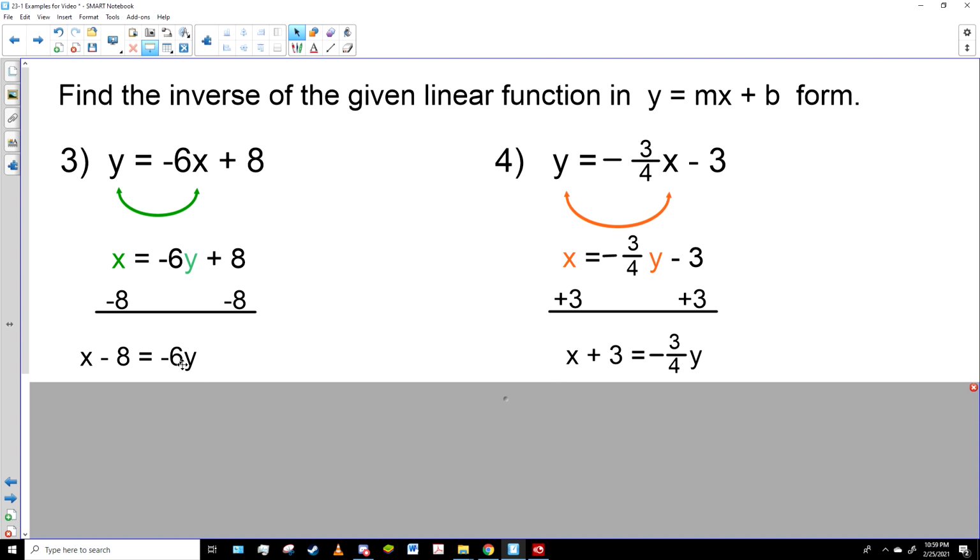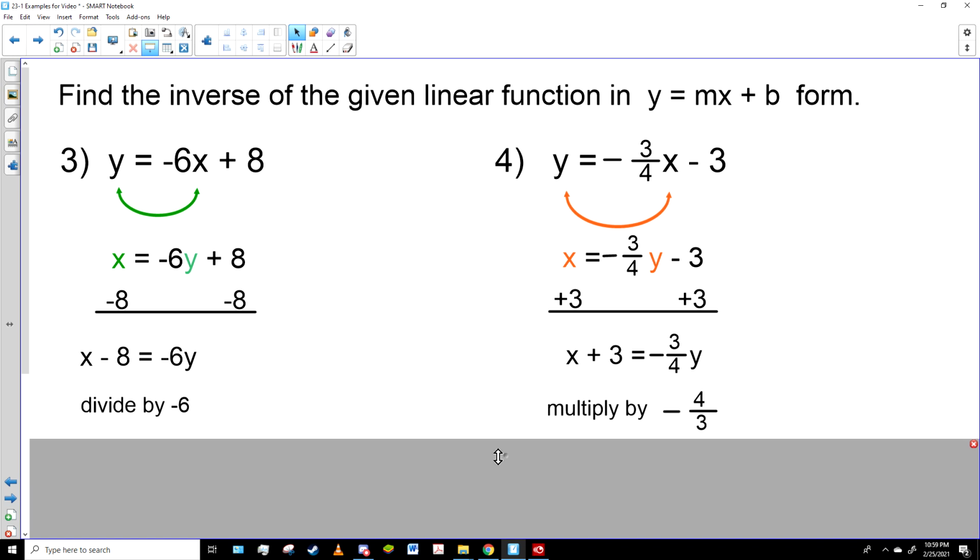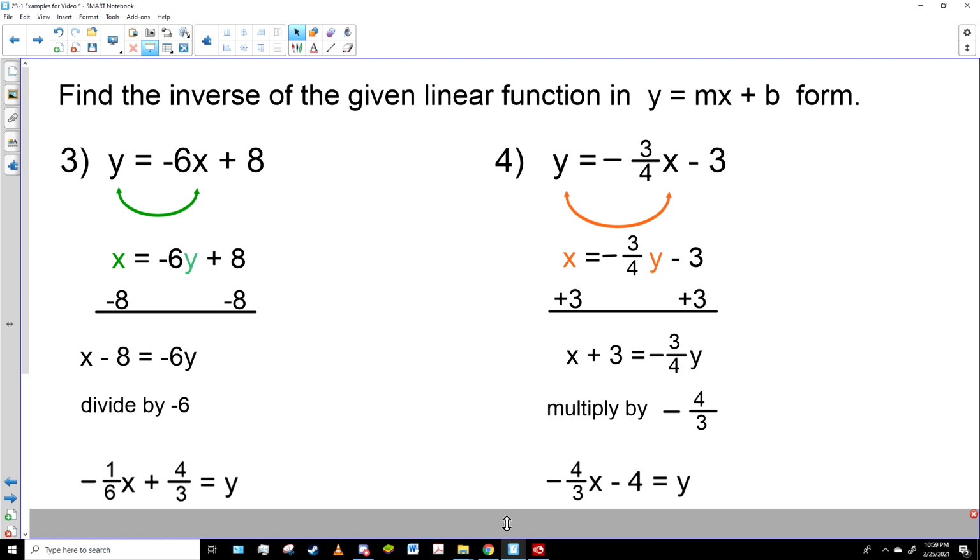And now the last step, to get the y by itself, I had to get rid of this negative 6. Well, the negative 6 is being multiplied times y. I undo multiply with divide. But over here I have a fraction. I get rid of a fraction by multiplying by the reciprocal, negative 4/3. So on this first one, I'm going to divide all 3 terms by negative 6. And on this one over here, I'm going to multiply all 3 terms by negative 4 over 3.